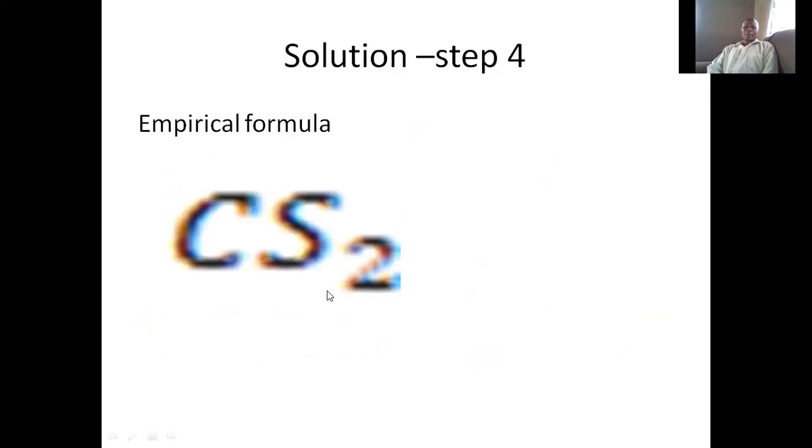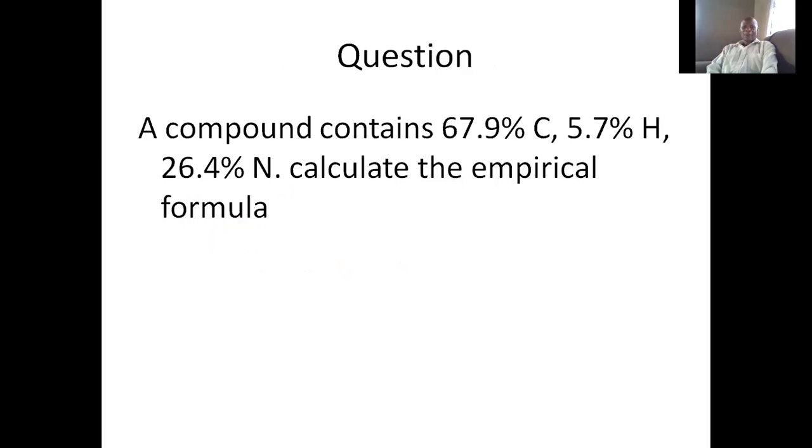So this is the simplest procedure on how to calculate the empirical formula. Now, I will include 3 elements in this compound so that we consolidate the understanding of how we can calculate the empirical formula. And so here is the example. The compound contains 67.9% of carbon, 5.7% of hydrogen, 26.4% of nitrogen. Calculate the empirical formula.